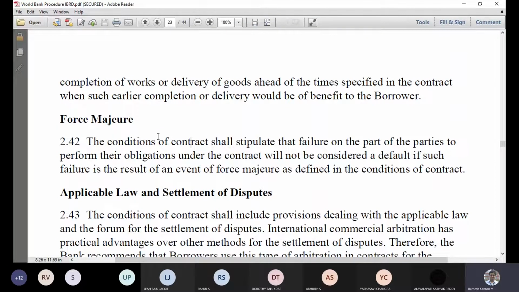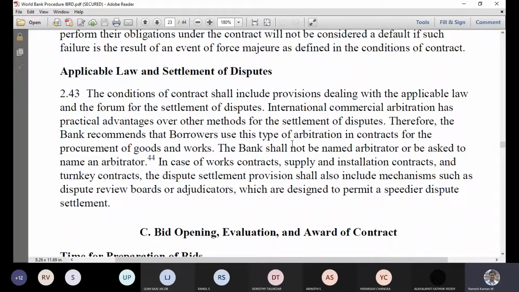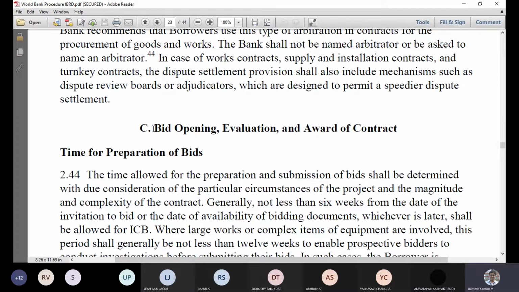And then the contract should clearly state what happens in case of force majeure and something like that. And then they talk about applicable laws and settlement of disputes. This is which law governs, or a mutual place where they can appeal or something like that. It talks about that, and other things like this.